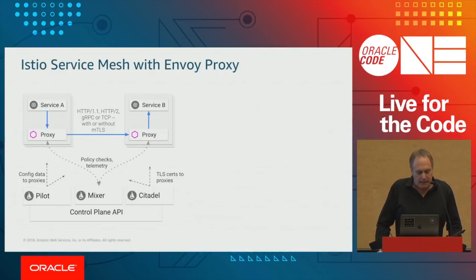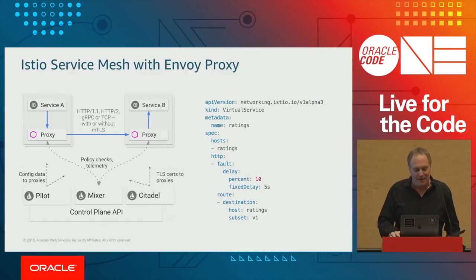The pilot is used for configuration data, and the mixer is used for policy checks and for collecting telemetry. And I will show you this, hopefully, if the network is working, in a few minutes. Right. Now the question is, what could we do with this thing?